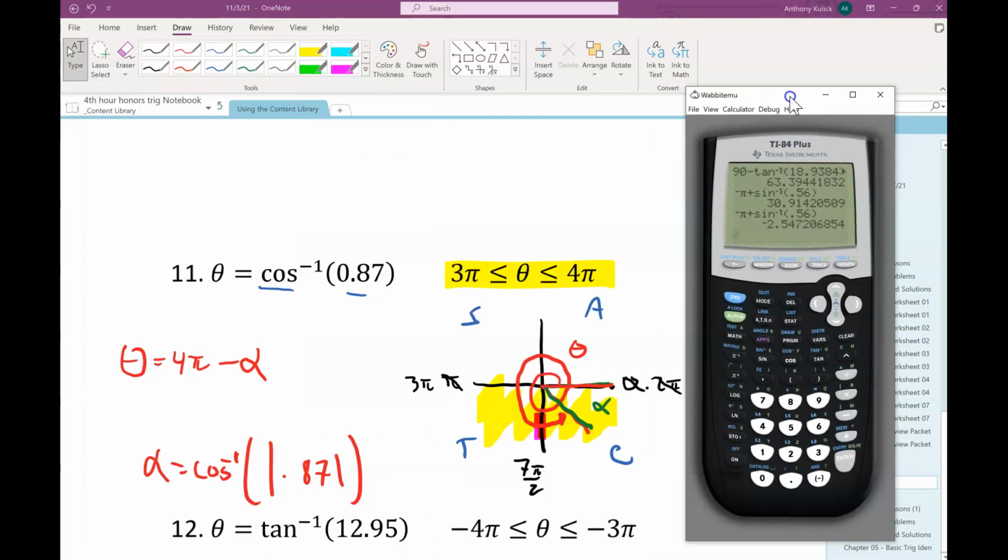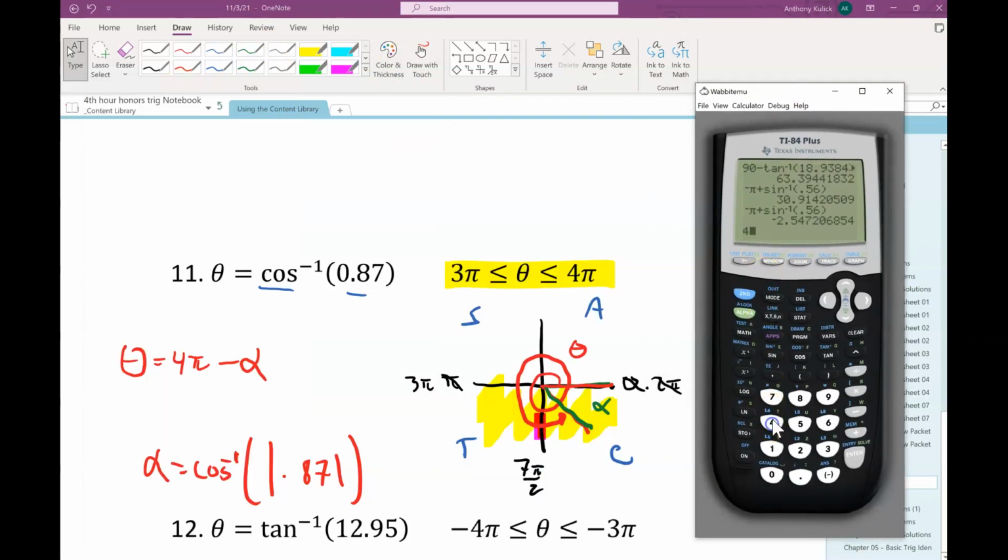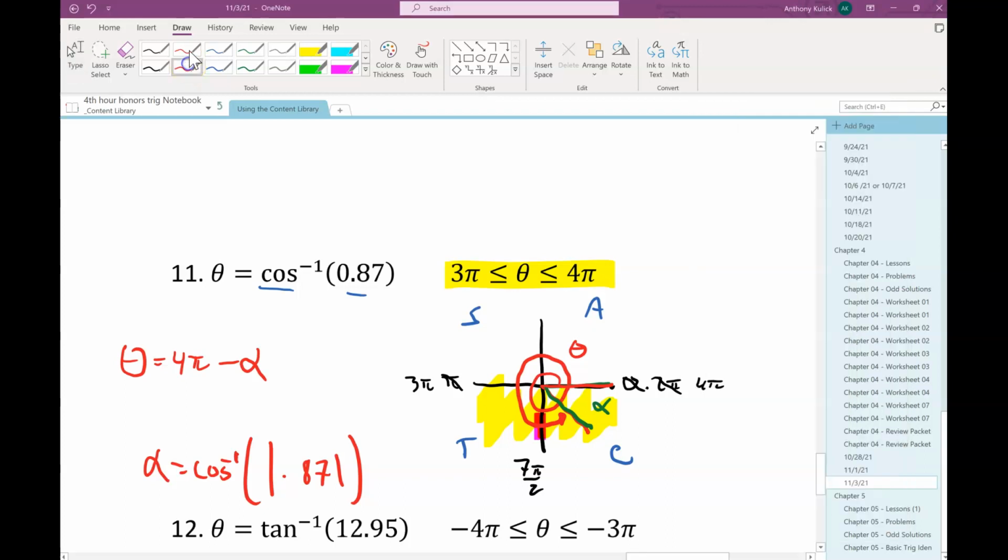Oops. Put you over here. 4 pi minus cosine inverse 0.87. So I get 1205. Nat?